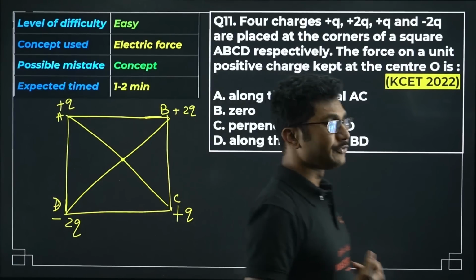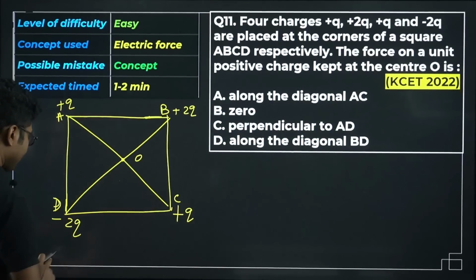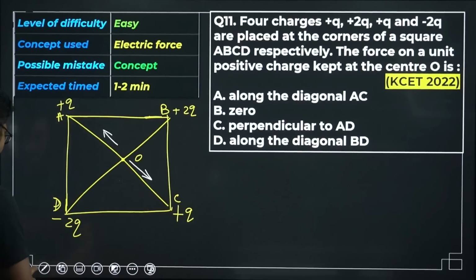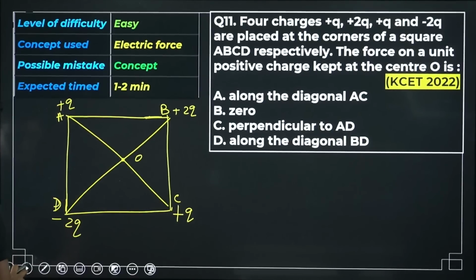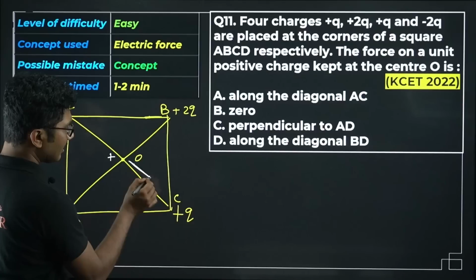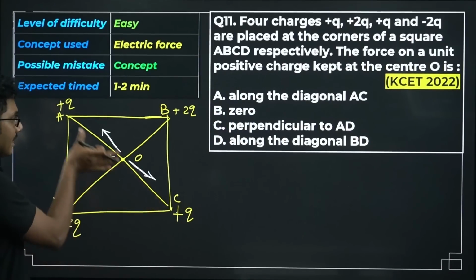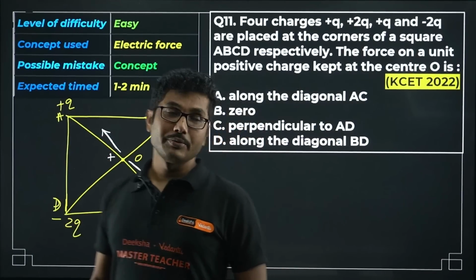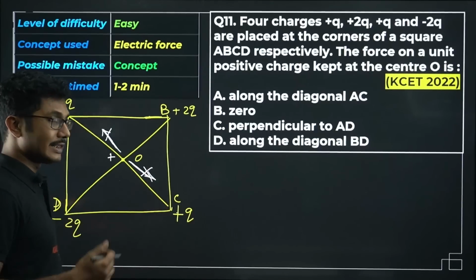If you keep a unit positive charge at the center O, then what will be the direction of force on this charge? So this positive charge will attract it in this direction, my mistake again, sorry. This charge is positive, and this charge is also positive, right? So this positive charge will repel it in this direction, and this positive Q will repel it in this direction. And both forces will be equal in magnitude. Why? Diagonals intersect each other in equal halves, so these two distances are equal. So the forces along the A and C directions cancel each other, so there will be no force in this direction.